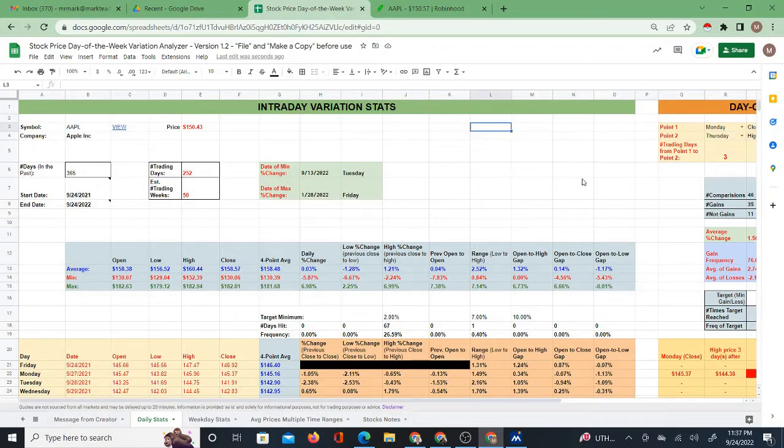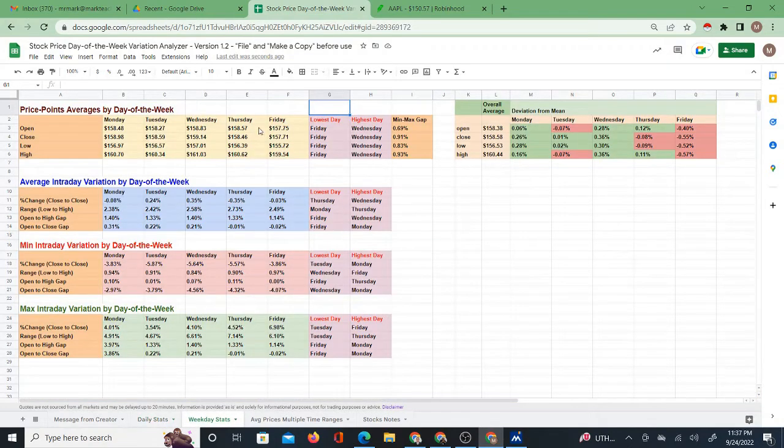Those are like the main functions of this Google Sheet overall, which is what I'm attempting to give you in this video. But also, you can look at the average of all the different prices per day of the week. The average open, close, low, and high prices on Monday, Tuesday, Wednesday, Thursday, and Friday. The lowest and the highest.